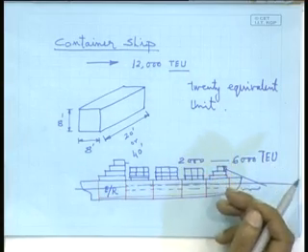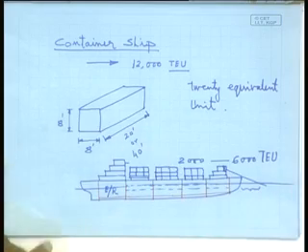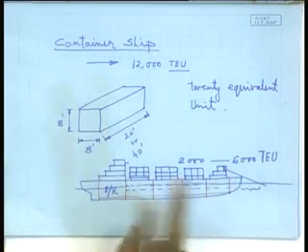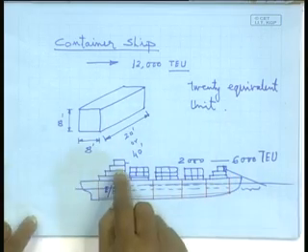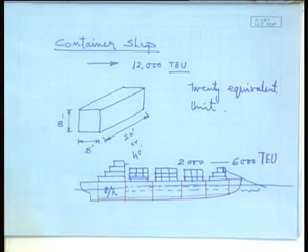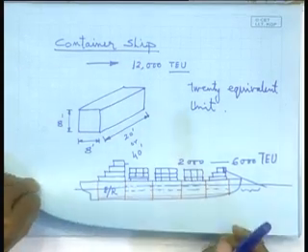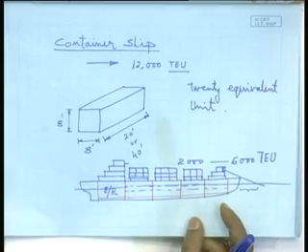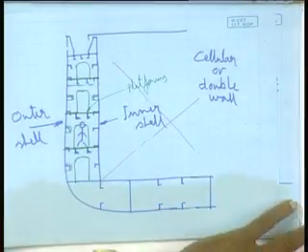So, that is a typical feature of a container ship. It may have 2 deck houses for this reason. Otherwise, this particular deck house would have to be made several tiers higher and too high, which is not very feasible. Well, so that is about the container ship.